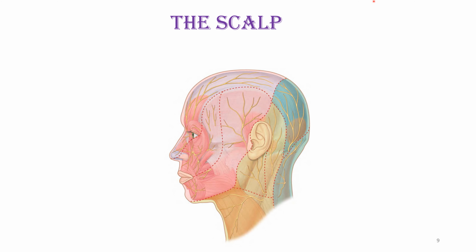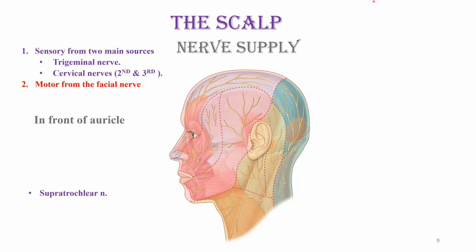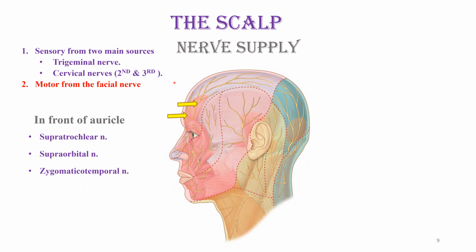For the nerve supply of the scalp, it comes as sensory supply from two main sources: the trigeminal nerve and the cervical nerves, second and third. Motor from the facial nerve. In front of the auricle, there are the supratrochlear and the supraorbital nerves. Both of them are branches of the ophthalmic division of trigeminal.